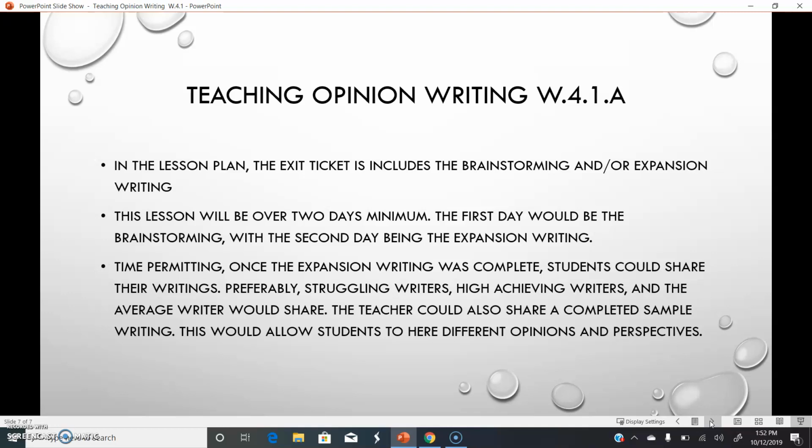Time permitting, we would use a third day or possibly on the second, once the writing was complete, to have students share. It doesn't matter at what level your students are. It might be 1 paragraph or 5 paragraphs. I encourage all students at all levels to share. The teacher could also share her examples.